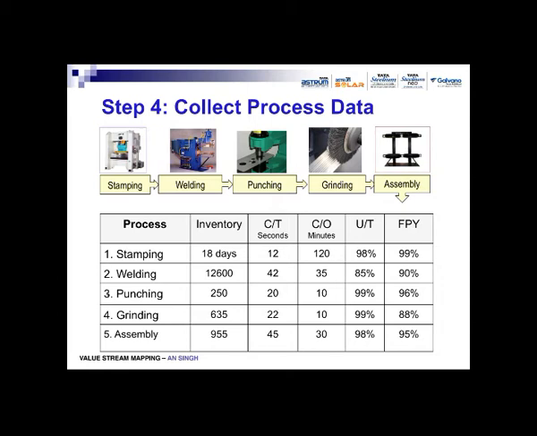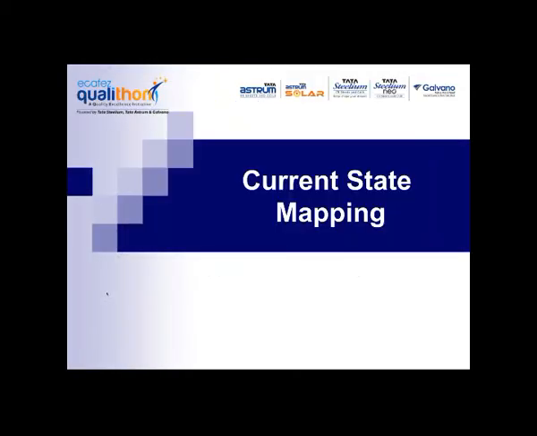The first pass yield in each operation is collected. This is 99% in stamping, 90% in welding, punching 96%, grinding 88%, and assembly 95%. Again, if you see, a lot of variation is there in the first pass yield. So these are the areas of concern.